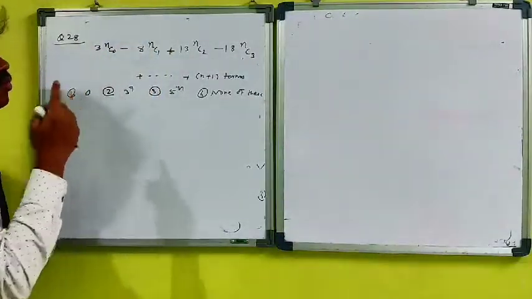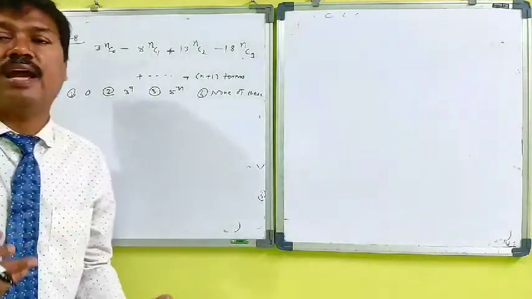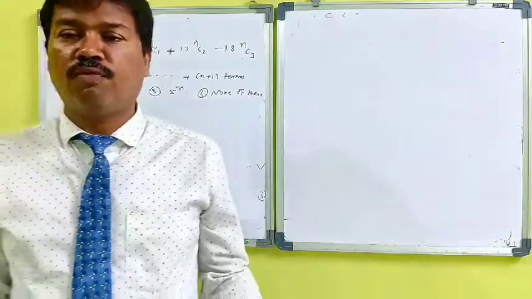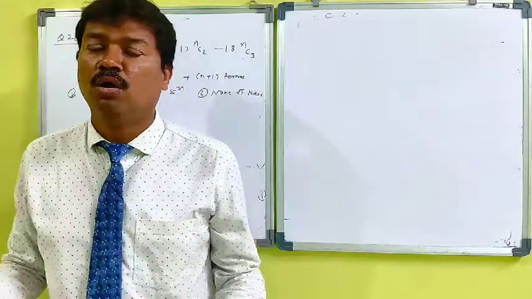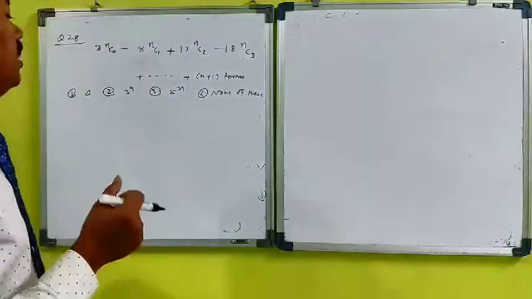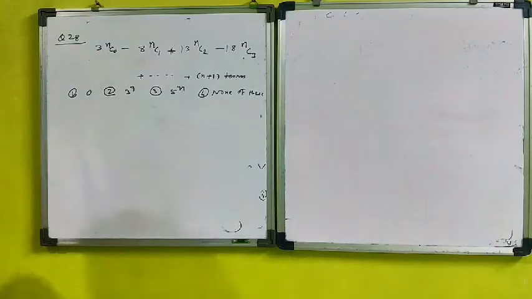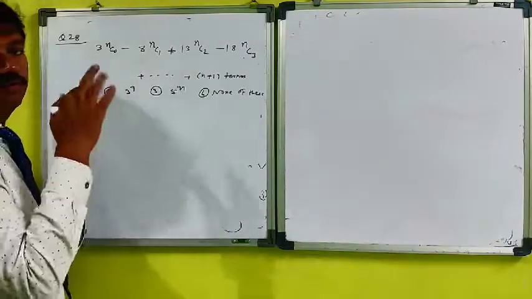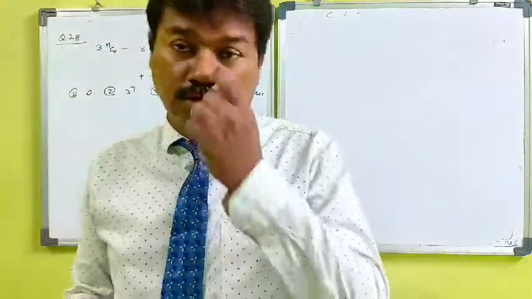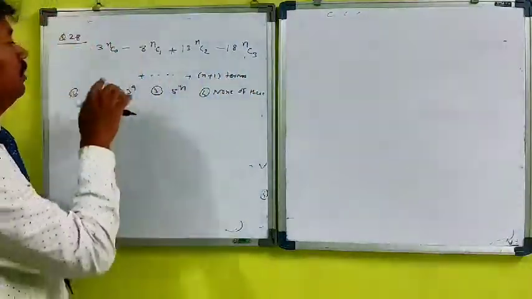Just see here. This 3nc0 minus 8nc1 plus 13nc2 like this. There is an n plus 1 term. So you have to stop when n equal to 2. So what is the n plus 1 term? You have to write it straight down. So n equal to 2. We stop where both coefficients become the same, because there are no other further values. So here we start with this.